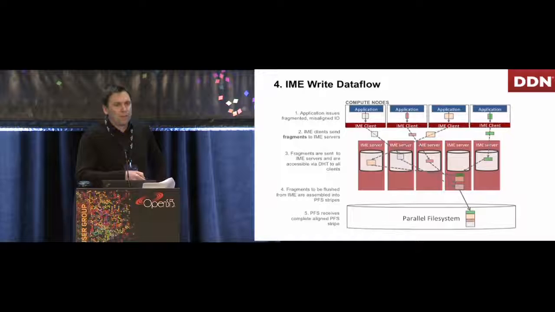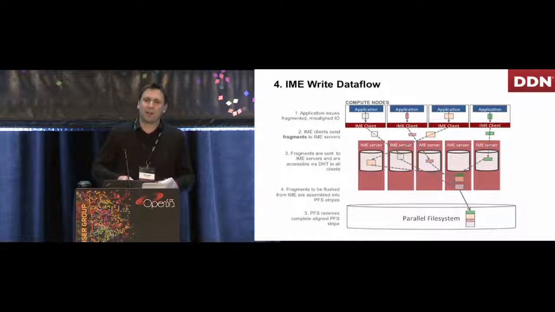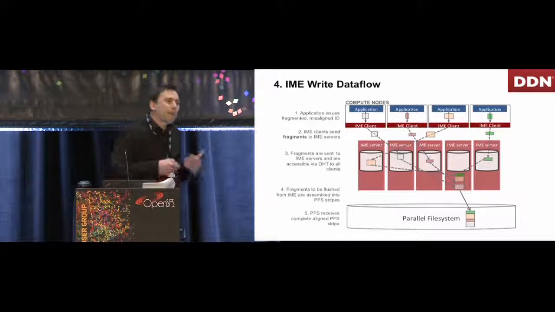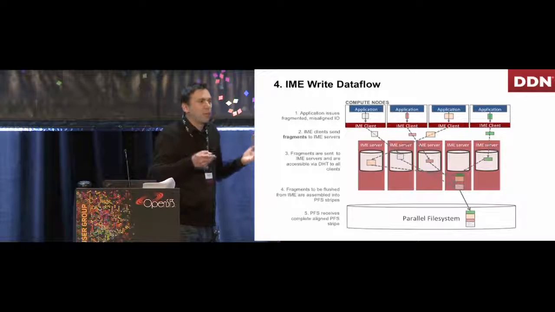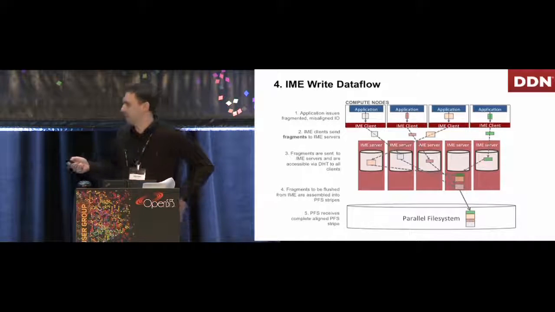The second part is when we flush this I/O back to the parallel file system, we try our best to take the fragments of I/O and coalesce them into sequentially aligned parallel file system stripes before sending it to the parallel file system. So that means that Lustre, regardless of what the application is doing, will tend to see many, many more sequential I/Os than would otherwise have been the case.